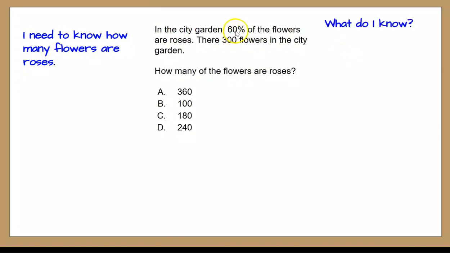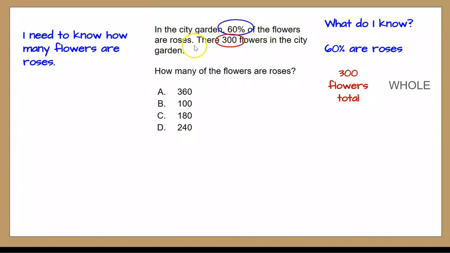What do we know? Looking back, we see that they told us there were 300 flowers in the garden. So if that's the whole garden, then all the flowers represents our total or our whole. Then they also gave us 60% of the flowers are roses. So this is part of the garden. Remember that 60 when we use it is going to be a part, not the whole percentage, because the whole for the percent would be 100.